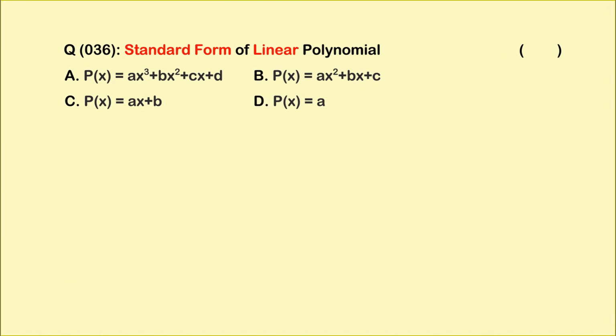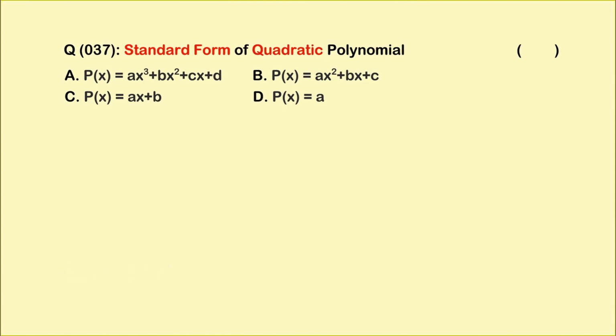Question number 36. Standard form of linear polynomial. As you know, standard form of linear polynomial is ax plus b. So the right answer is C. Standard form of quadratic polynomial is... As you know, the standard form of quadratic polynomial is ax square plus bx plus c. So the right answer of question number 37 is B.